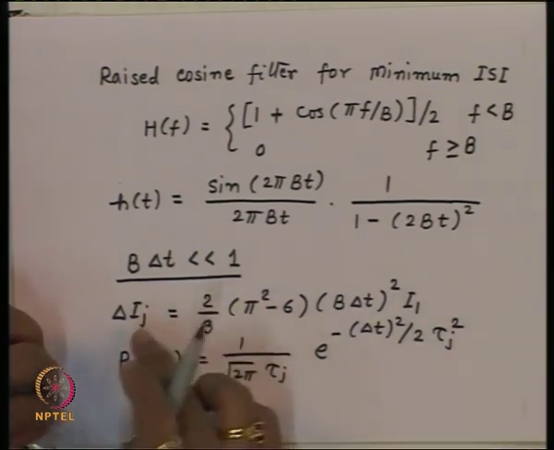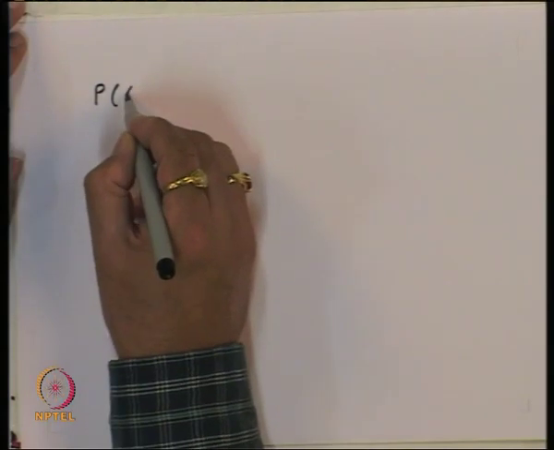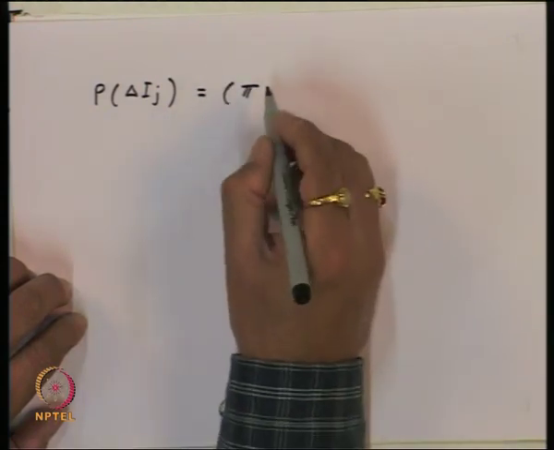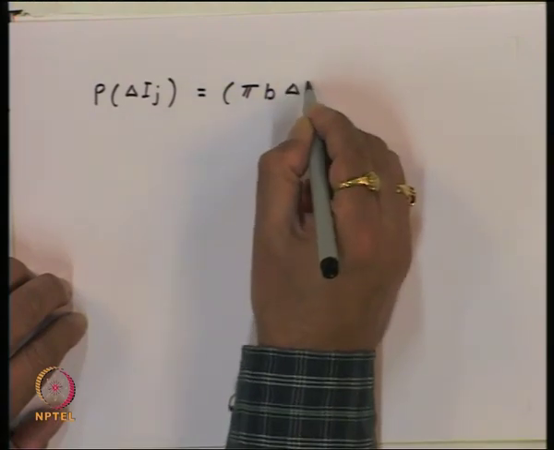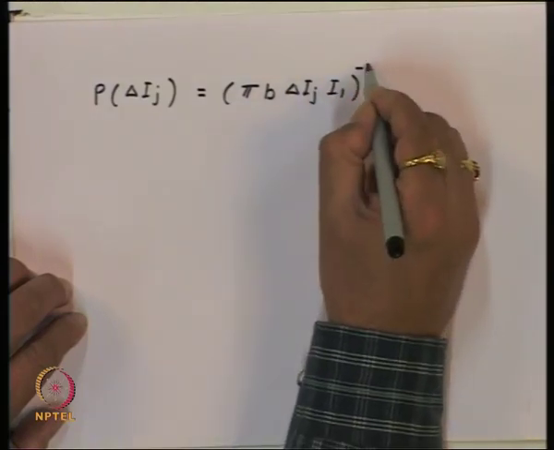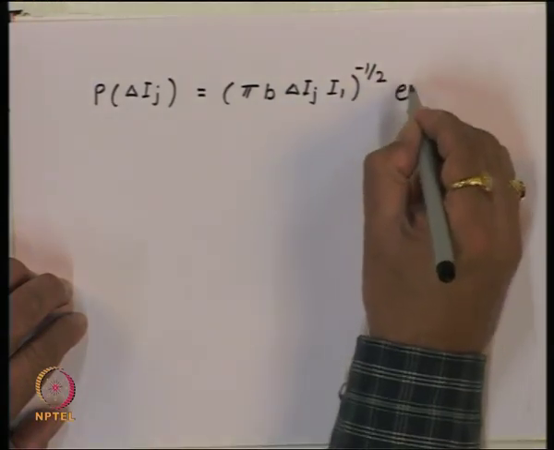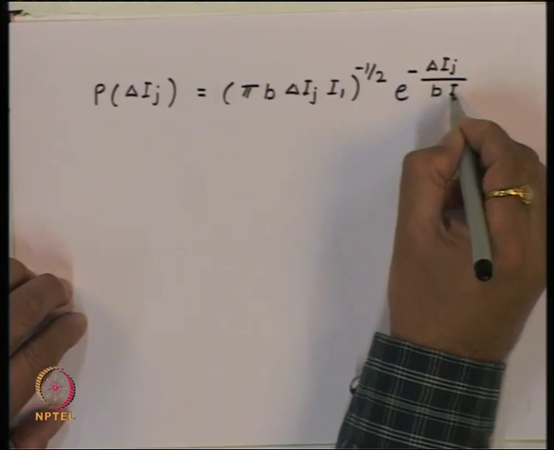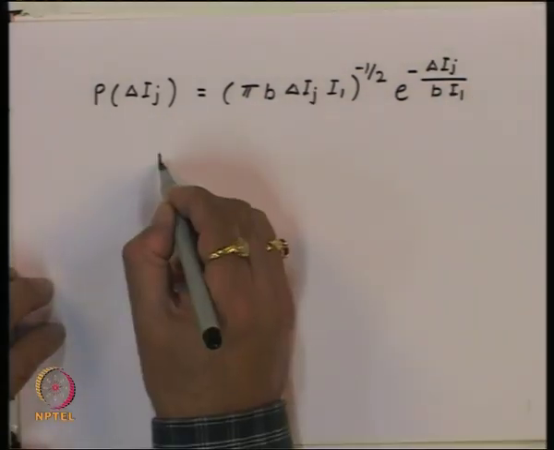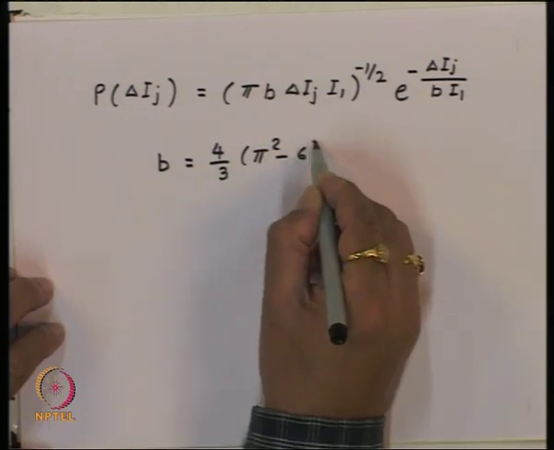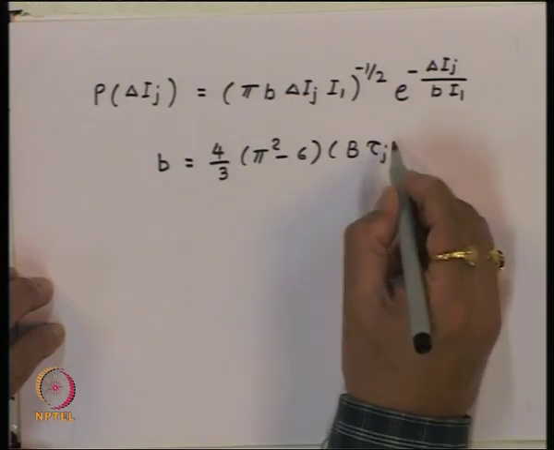And we can find out the corresponding density function for the current. So, we essentially get the density function for delta Ij, that will be equal to pi times some parameter which we define b delta Ij I1 to the power minus half, e to the power minus delta Ij divided by b I1, where this parameter b is 4 by 3 into pi square minus 6 into b tau j square.